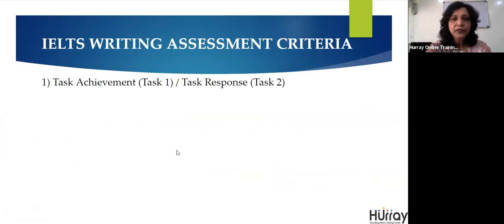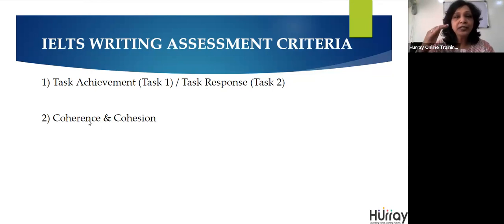One is task achievement. For task 1, they call it task achievement, where one covers all the aspects of the question adequately. And for task 2, the essay, it's called task response. It means the same, that you have to cover all the aspects of the question adequately. The second assessment criterion is coherence and cohesion. Coherence is to write with clarity, and cohesion is to have logical sequence between your ideas and thoughts.